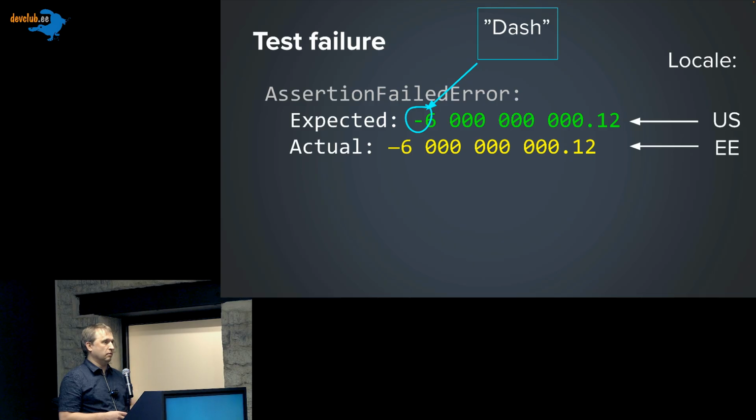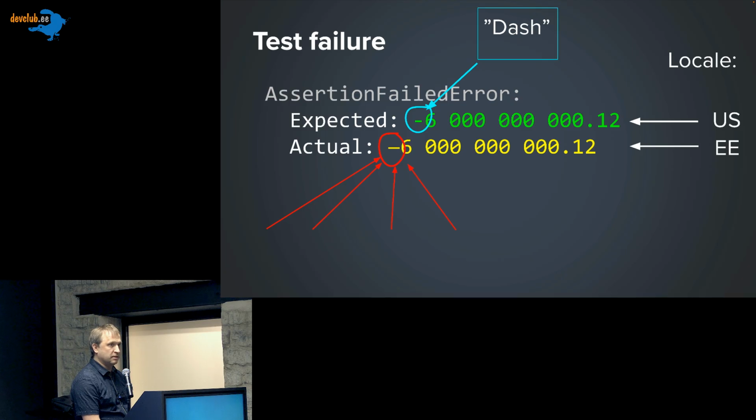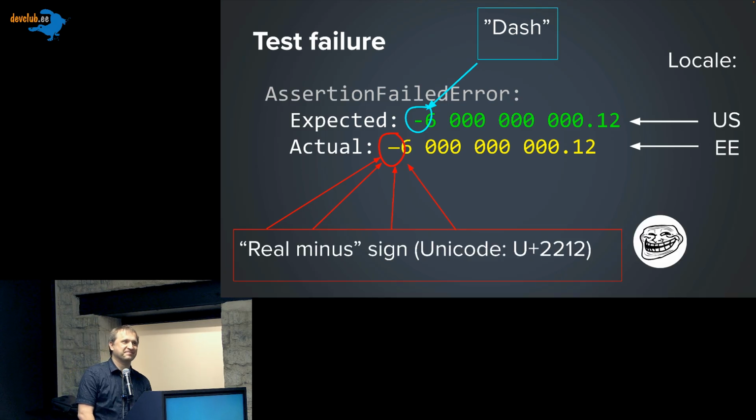I personally didn't know that there are several different minus signs. This is called a dash, and this is what we are actually used to. And officially, this symbol is called the real minus. It has its own Unicode symbol, and this is used by default in Estonian locale, if you didn't know.